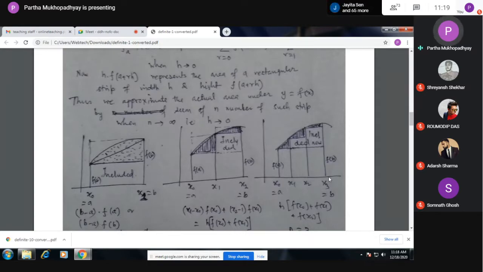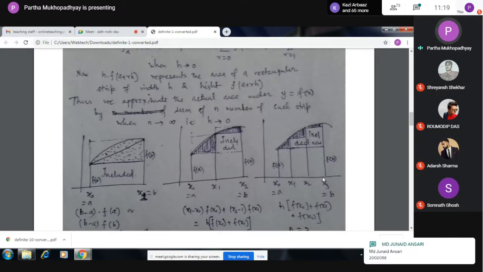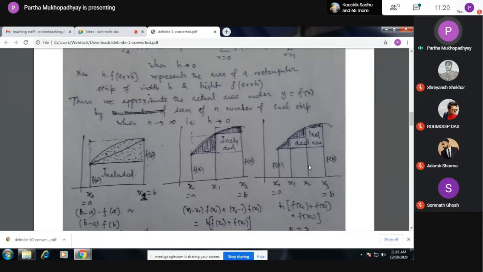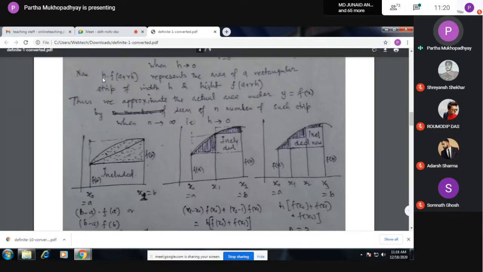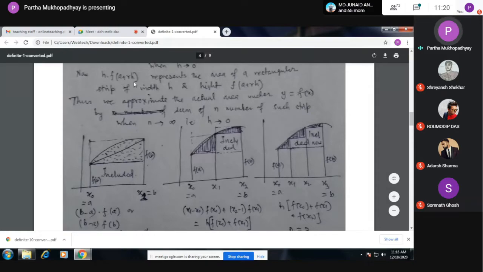And the last one, the right hand side will not be considered. The last one will be f of a plus n minus 1 into h. Are you okay? f of a plus n minus 1 into h. This is the last point, a plus n h. I'm not taking the right hand sides, only left hand side. So left hand side will be just a plus n minus 1 h. So this is the thing, h into f of a plus r h. That is the rth rectangular strip, area of the rth rectangular strip.